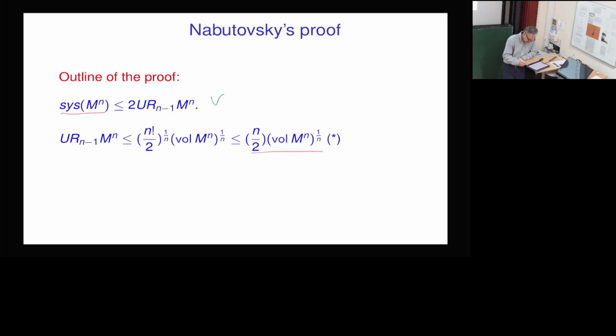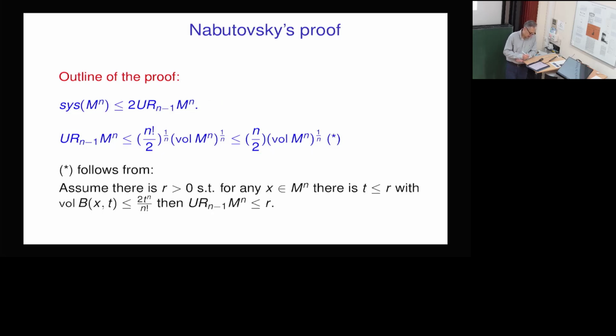We also saw that this follows from this somewhat technical assumption. If the volume satisfies this, then the Gilson width is less than R. But now, what is the meaning of this? I realized I didn't even give a picture. What is the meaning of this?